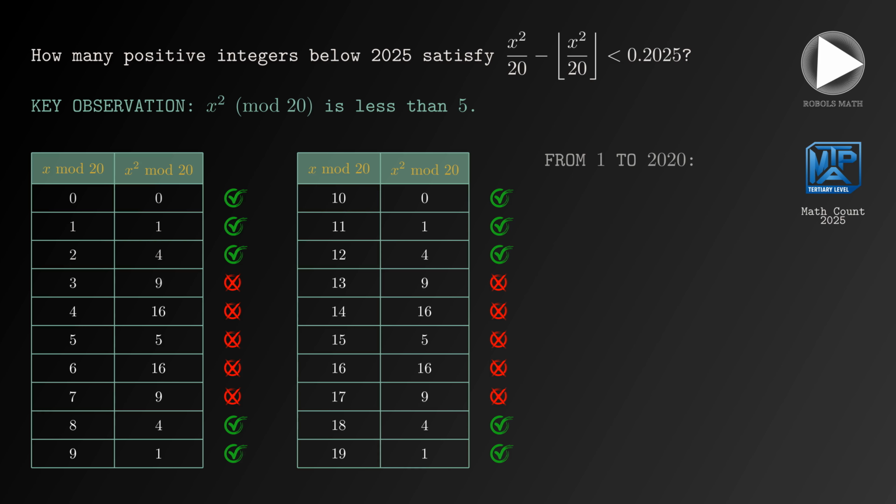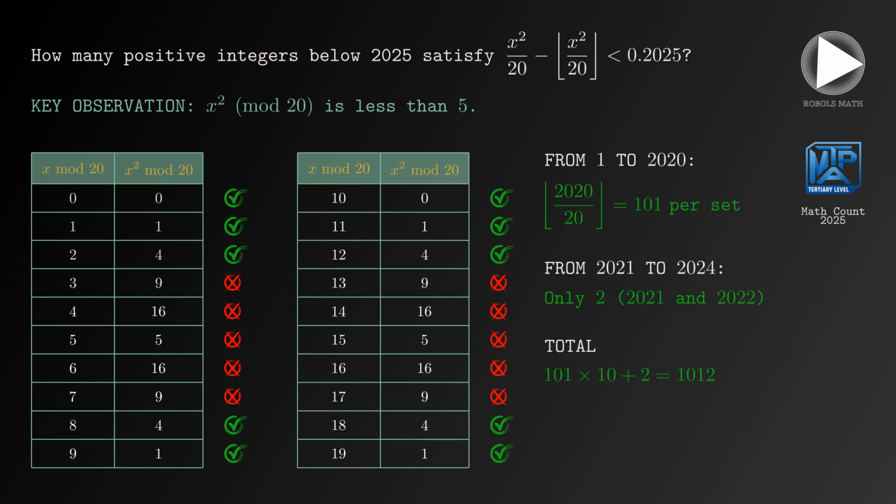From 1 to 2020, there are 101 possible values for each case, which is basically the floor of 2020 divided by 20. From 2021 to 2025, there are only 2 valid values, namely 2021 and 2022. Therefore, there are a total of 1,012 positive integers below 2025 that satisfy the given inequality. And that's our final answer.